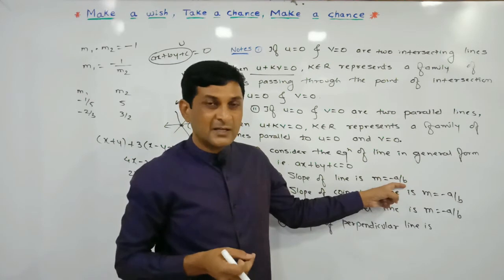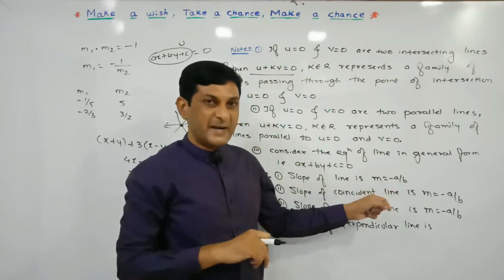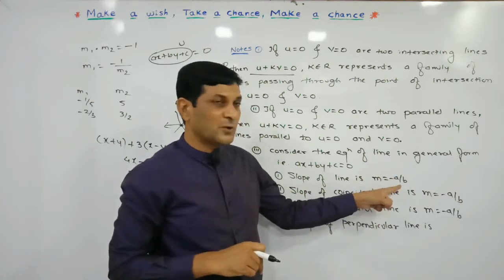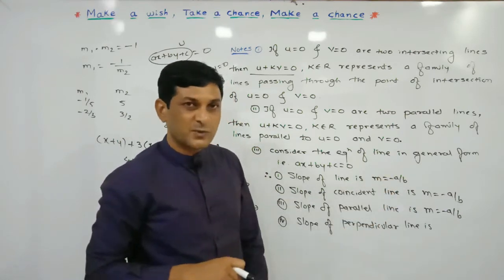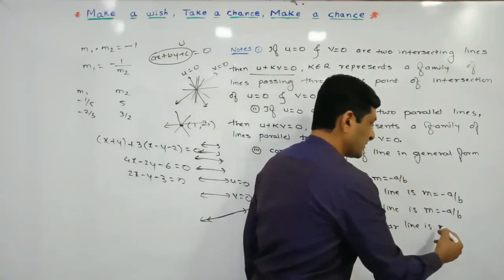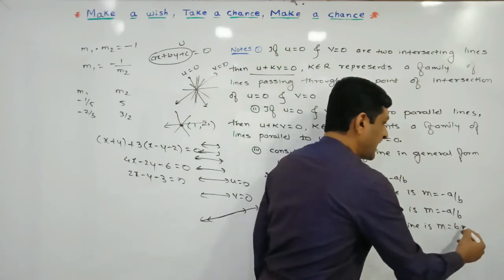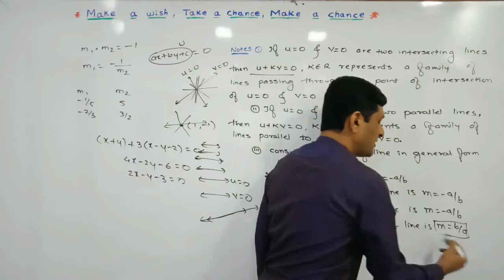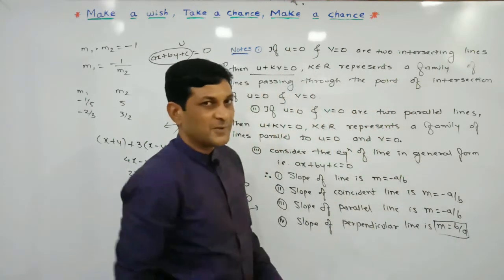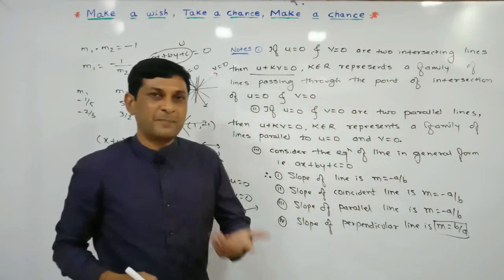Minus a by b. To find the slope of its perpendicular line, just take its reciprocal and multiply by minus. If we are multiplying by minus, this minus and minus will become plus, and if we are taking the reciprocal, what will we get? B by a. Getting it? The reciprocal of a by b is equal to what? B by a. So applying this formula, we are able to find the slope of the perpendicular line.